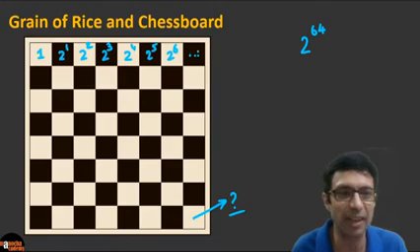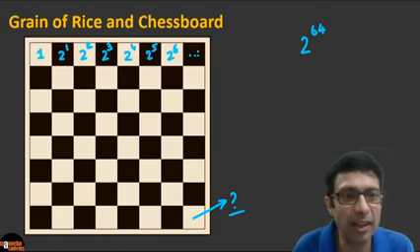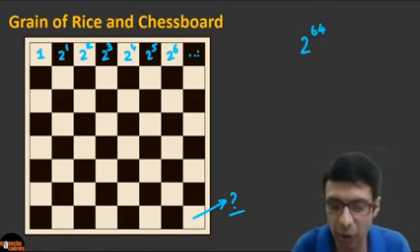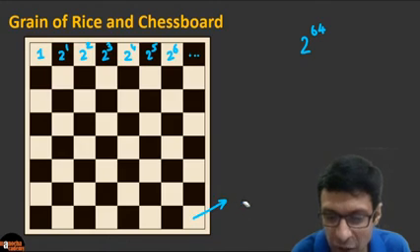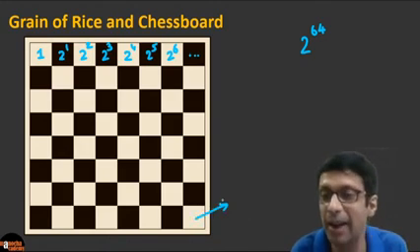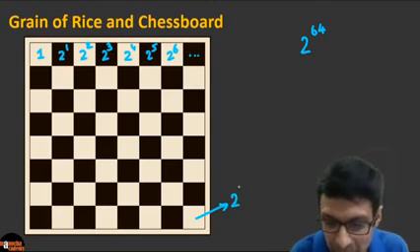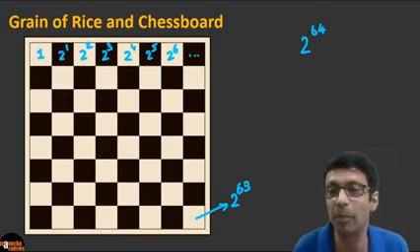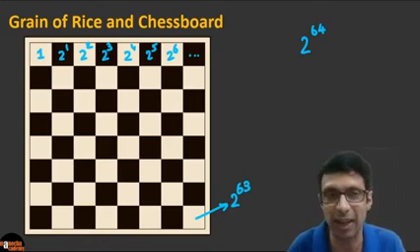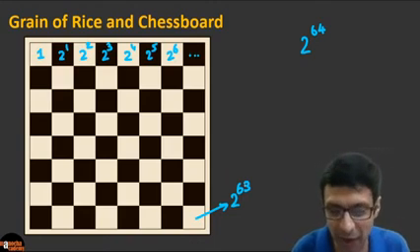You're almost right. It's going to be very good. I see Namita has the right answer, right? Murli has the right answer. Okay, Ansh, very good. It's going to be 2 to the power 63. So you guys are almost right, because the first square actually had 1, not 2. So it's going to be 2 to the power 63, because we multiply by 2, 63 times, because the first one had 1 grain of rice.